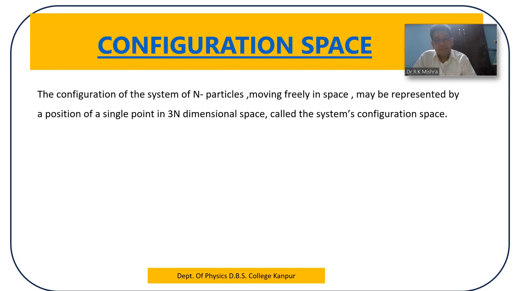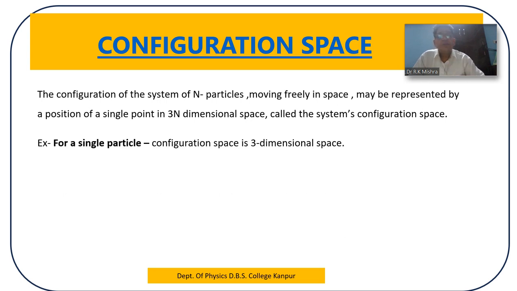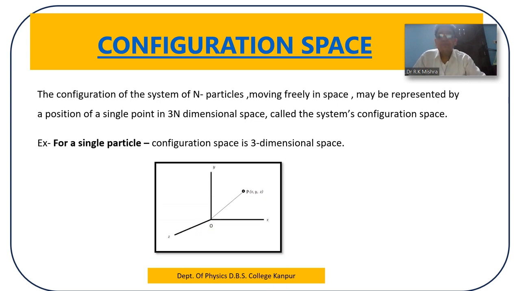For example, suppose a system has a single particle, then it can move freely in 3 dimensions, and it has a 3 dimensional configuration space for its representation. Just like this is the x-axis, this is the y-axis, this is the z-axis, and this is a particle, and its configuration is given by such 3 dimensional space.